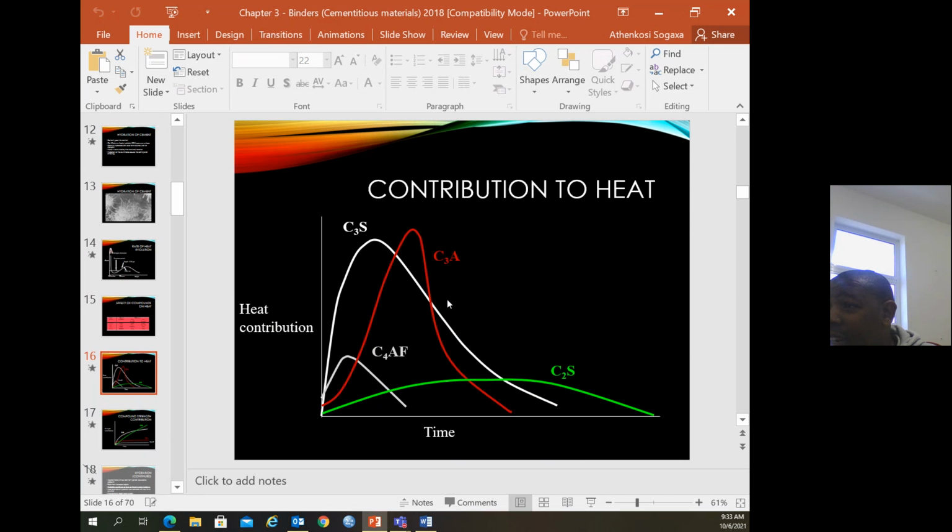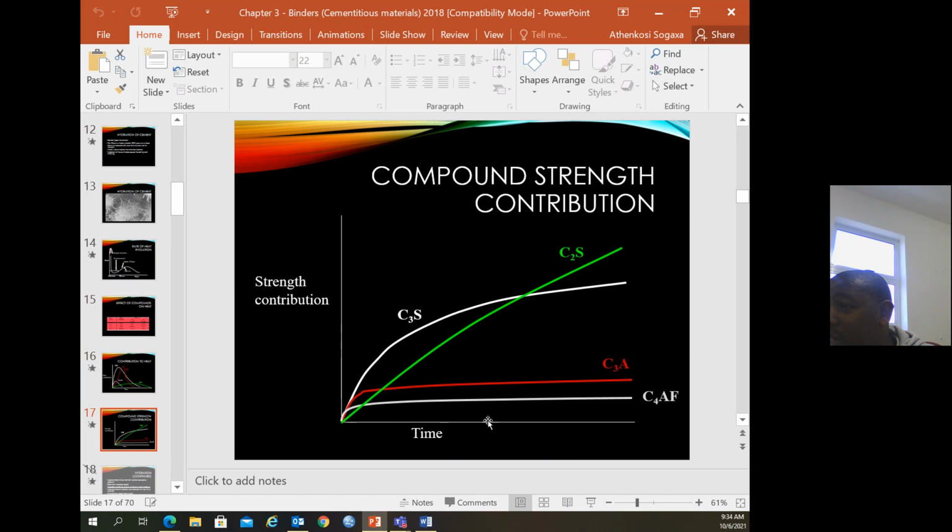Now you will see there are graphs indicating the contribution to heat. You can see here, and if you move to this one, the strength for tricalcium silicate grows as time goes. And this one grows and maintains the level. This one is dicalcium silicate, this one is tricalcium silicate, which maintains the strength. And these two are not good for use in concrete.